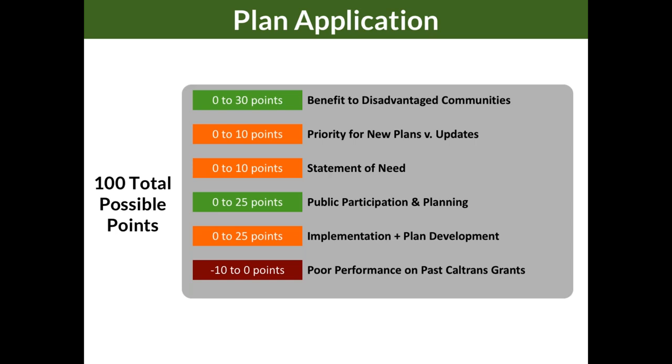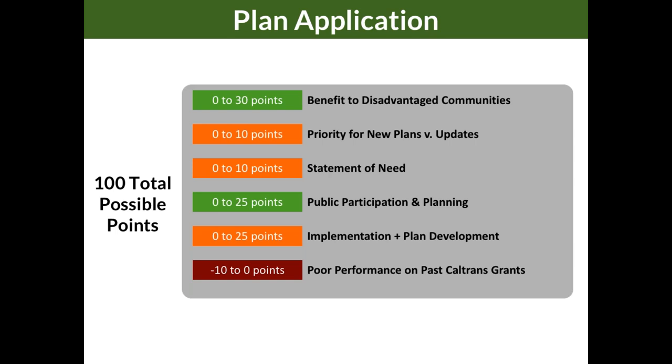The next question that is new is giving priority to new plans. The Commission is looking to see if ATP funds can be allocated for plans where a community does not have a plan or doesn't have a bicycle pedestrian plan. And if they only have one, then there are more points for that as well.